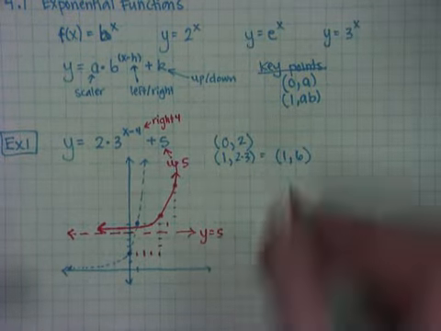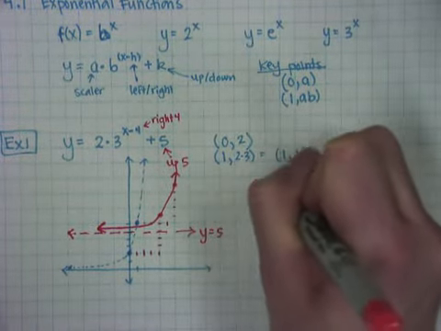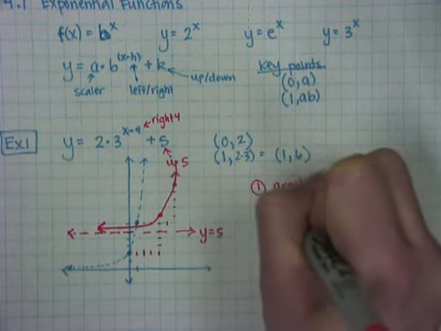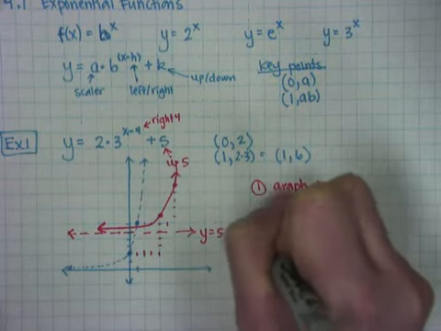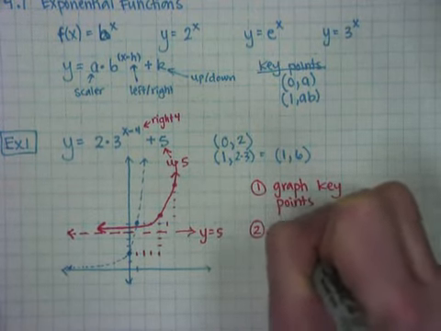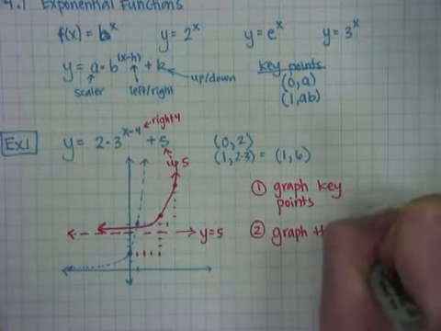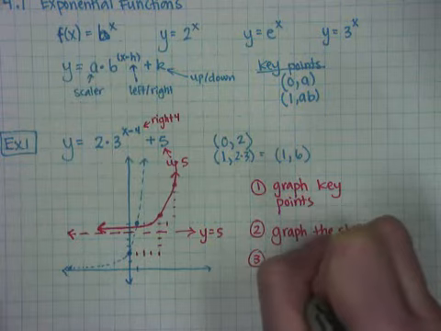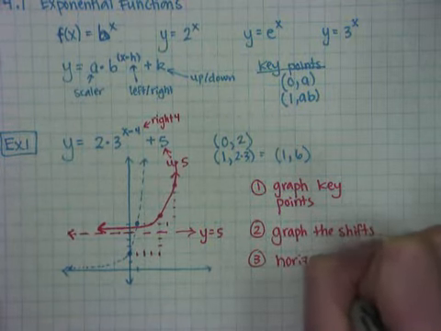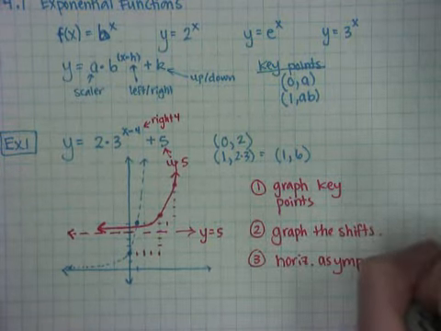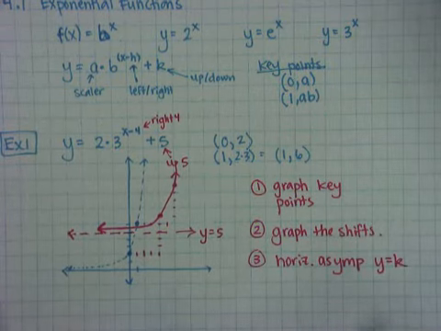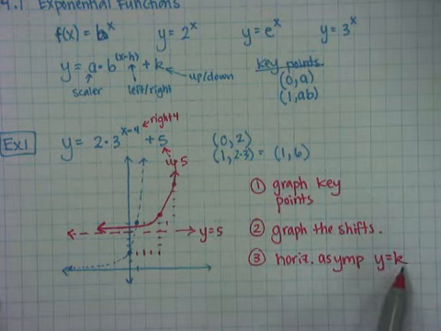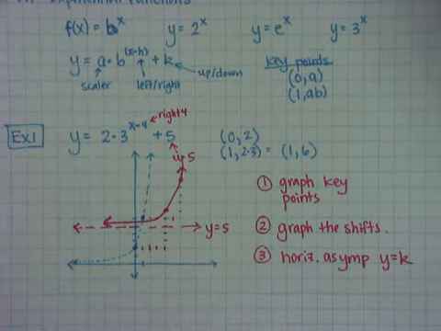So if you're graphing by hand, the first thing you're going to do is find your key points. After that, you're going to graph the shifts. And make sure, please, to include your horizontal asymptote at y equals k. So in this case, k was 5, so it was at y equals 5. In general, it'll be at y equals k. So there's a little bit of graphing by hand.